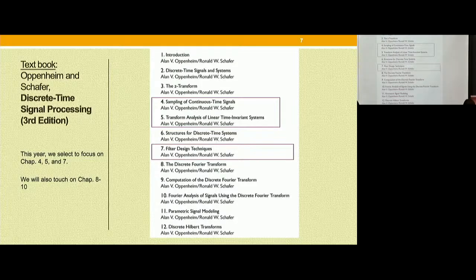Otherwise, we are going to selectively focus on only three chapters: Chapter 4, Chapter 5, and Chapter 7 of the textbook, while we also touch a bit on Chapters 8 to 10 if time permits. We'll selectively cover different topics from the middle part of the textbook. I promise you, we are not going to cover every single section of the chapters. I will explain the reason in a moment. We are just going to be selectively covering important concepts from the book, while you can keep the book as your own reference. So far so good?